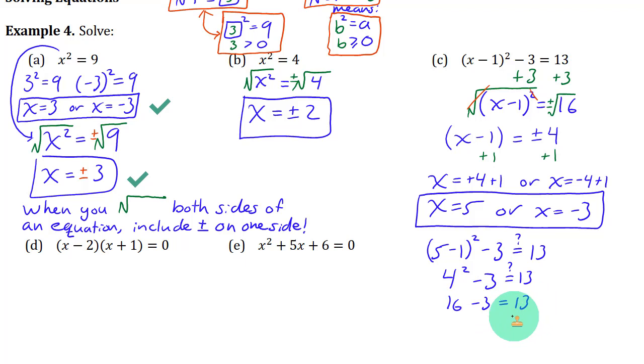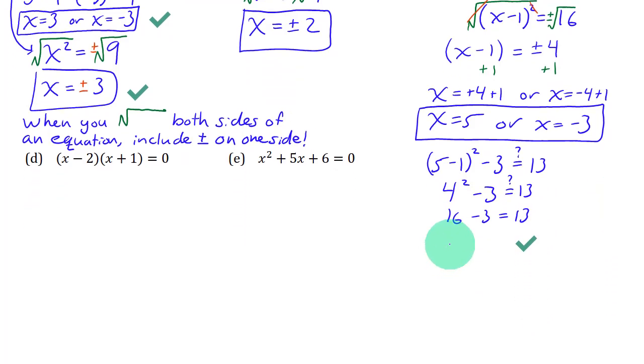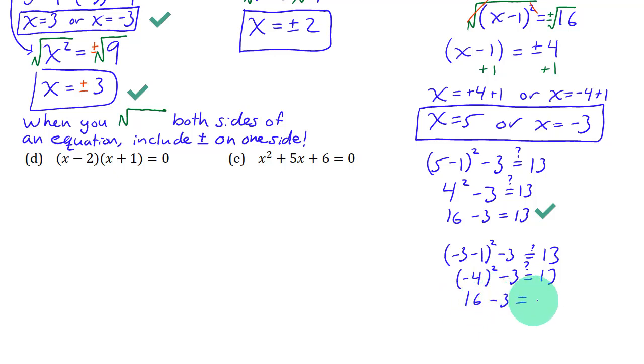So that checks. And then with the other one, negative 3, if you do negative 3 minus 1 squared minus 3, is that equal to 13? So negative 4 squared is positive 16. Anything squared is always positive. So 16 minus 3 is 13. So that checks too. All right.